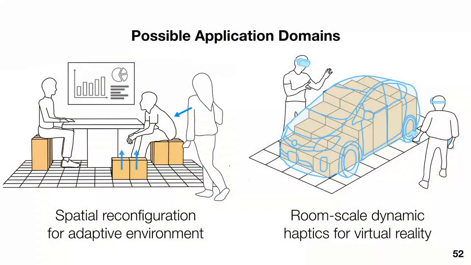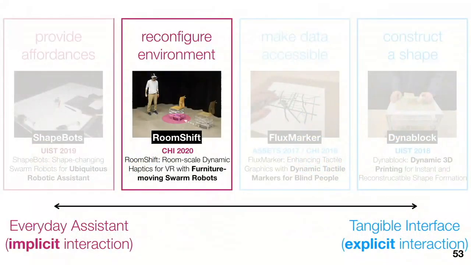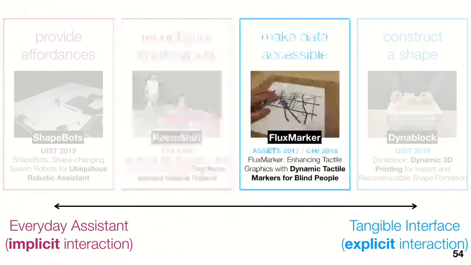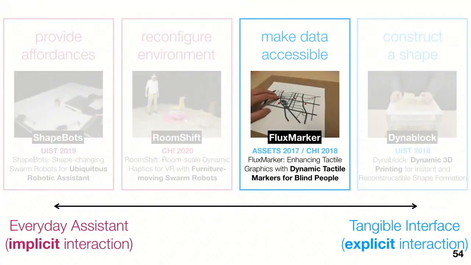Again, this is one specific application domain: how we can use these swarm robots to reconfigure the environment to match the virtual scene. But we are also interested in how we can deploy them into the environment to reconfigure it. These two are more like how we can use it as an everyday system. But we are also interested in using these swarm robots as tangible interfaces, or a tangible medium that we can interact with.